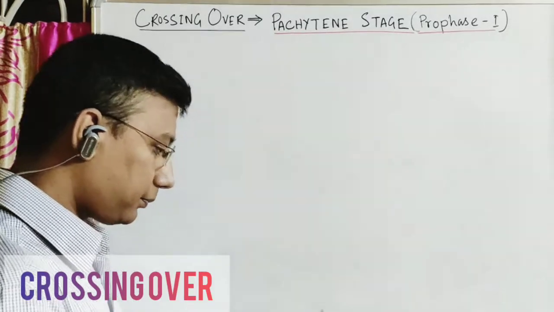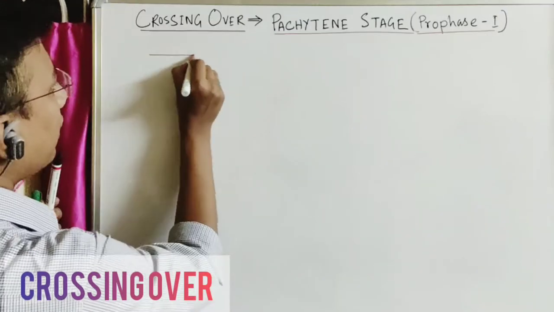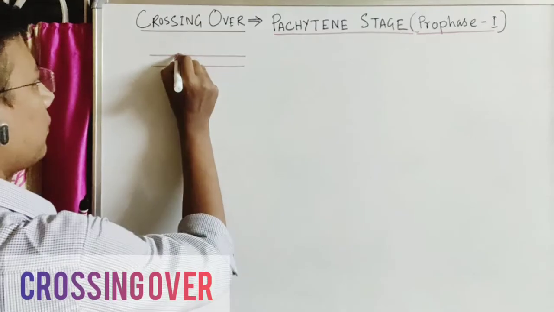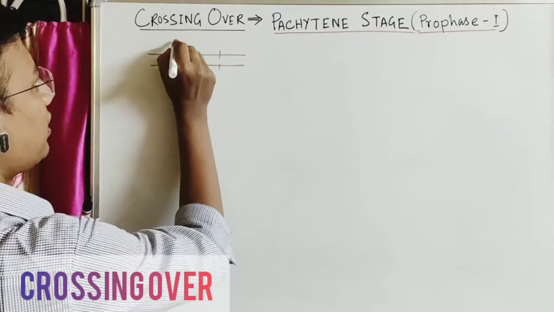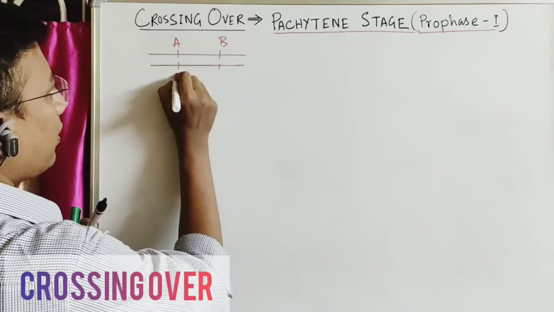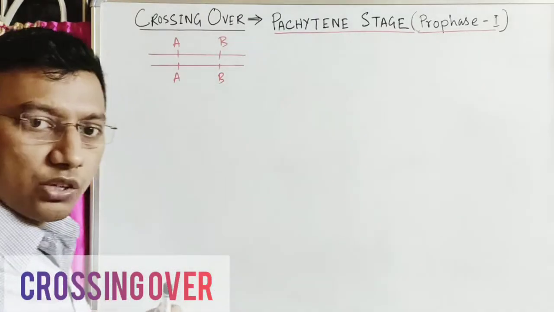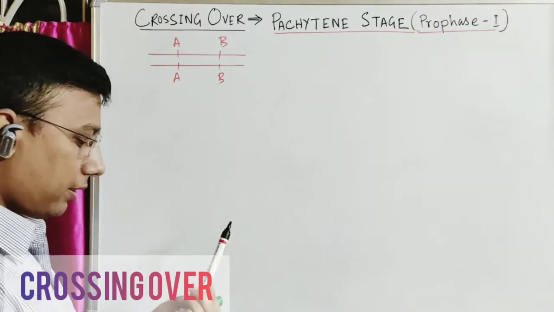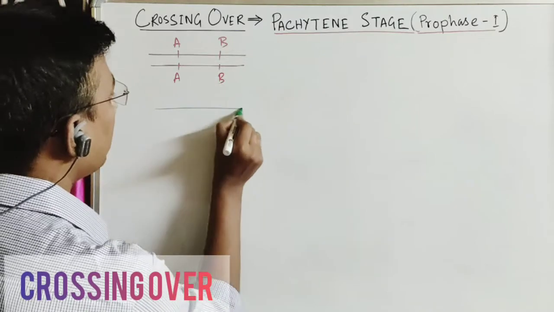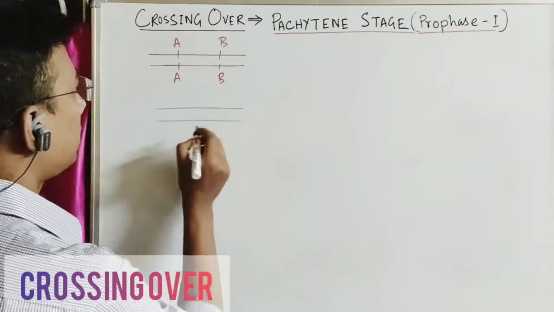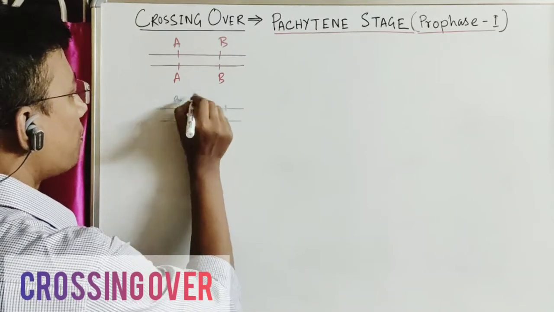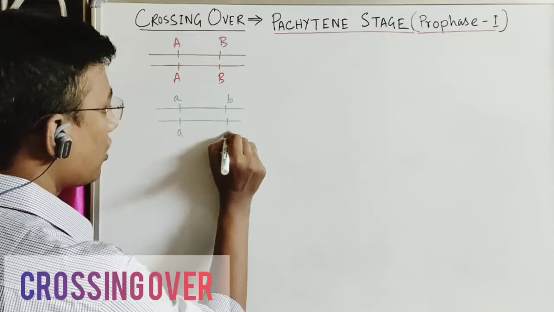First of all, here is a chromosome. Two genes are present, that is, I can locate them. There is one chromosome and another chromosome, and the genes are small a, small b, small a, small b.